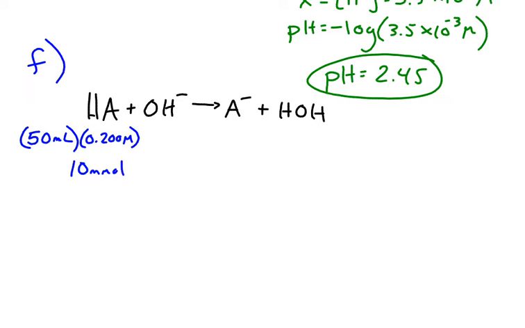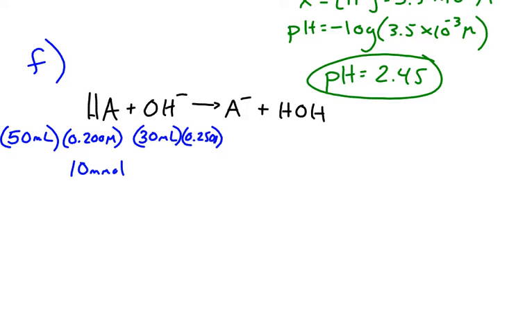How do you do the OH? You have 30 mils. What's the concentration? 0.250, where'd you get that? Way in the beginning, right? And to me, this is what I do. I just start cycling through in case they gave me something somewhere else, and I just keep going until they gave me something. So it's 0.250 molar.